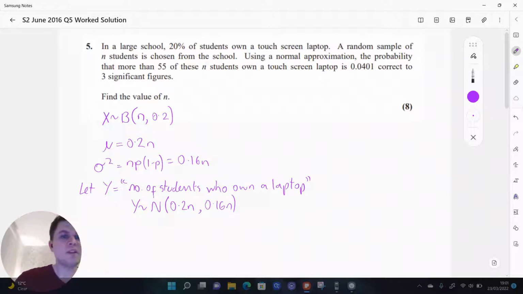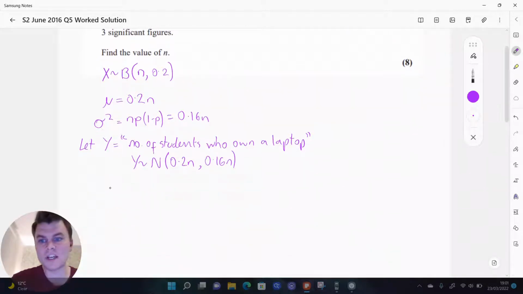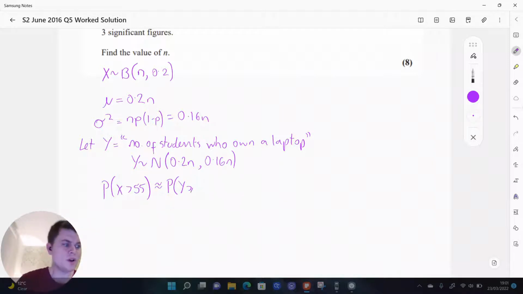Okay. Next thing that we're going to take from the question is the number that we have. We've got a probability of more than 55, but note that was when it was a binomial. So we had the probability of X being greater than 55. When we switch that to our normal approximation, it's going to be approximately equal to Y being greater than or equal to 55.5, because remember we have to take that continuity correction because we've now switched to essentially continuous data.